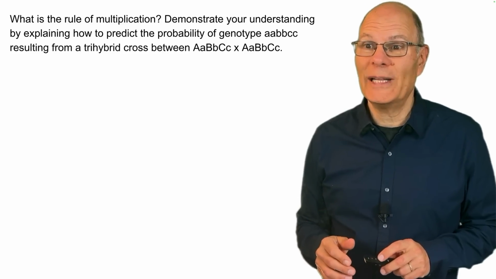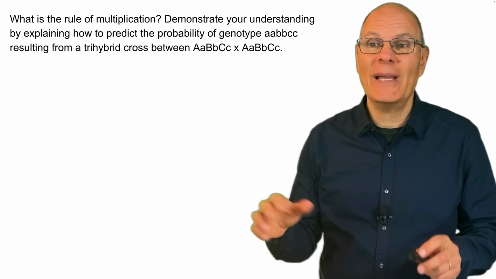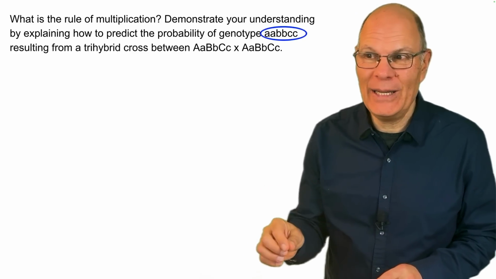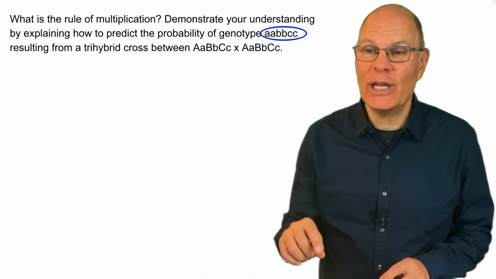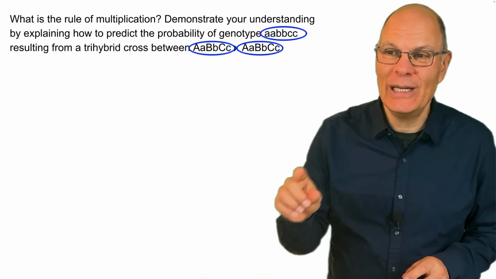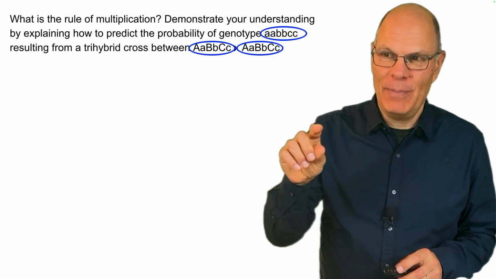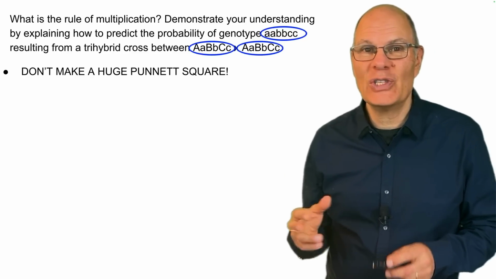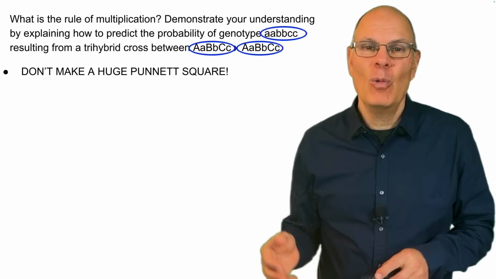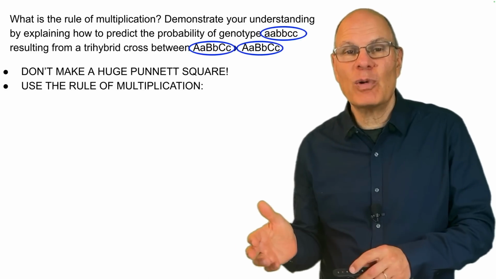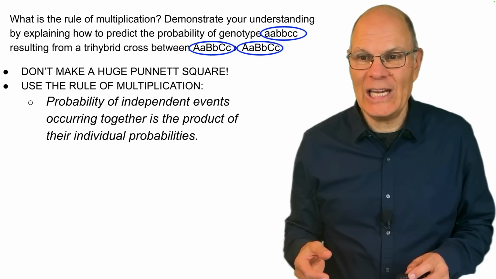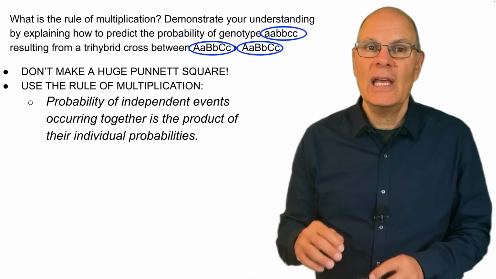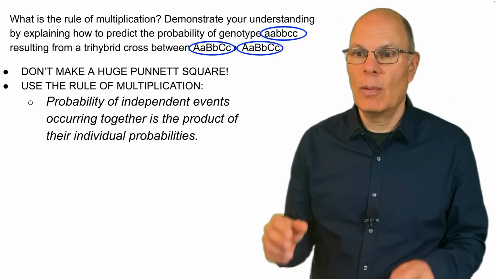What is the rule of multiplication? Demonstrate your understanding by explaining how to predict the probability of genotype little a, little b, little c, resulting from a trihybrid cross between big A, little a, big B, little b, big C, little c times the same. Don't make a huge Punnett square to try and solve problems like this. What you want to do instead is use one of the laws of probability, the rule of multiplication. Here's what it is. The probability of independent events occurring together is the product of their individual probabilities.